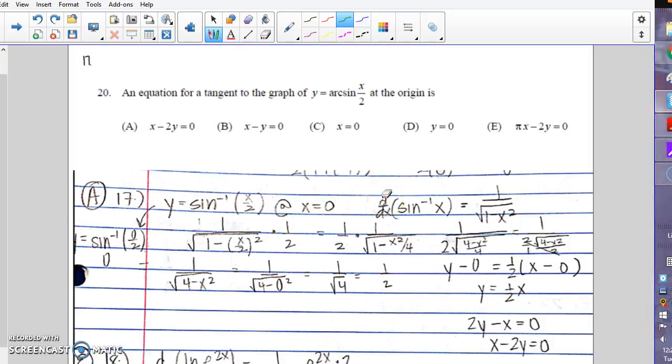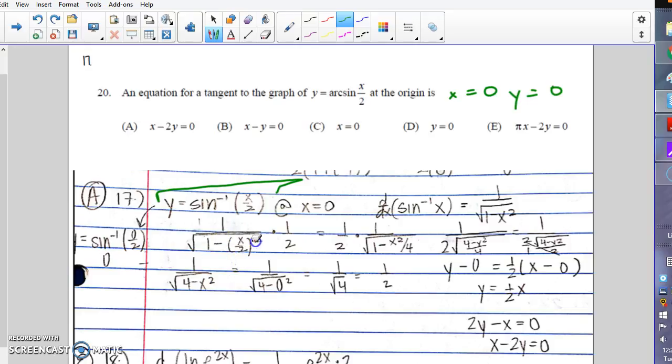Number 17, an equation for the tangent to the graph of inverse sine of x over 2 at the origin, so you're doing x is equal to 0. You need to find the corresponding y value, just like we did in the last problem, so that the corresponding y value is also going to be 0. This is the actual derivative part.